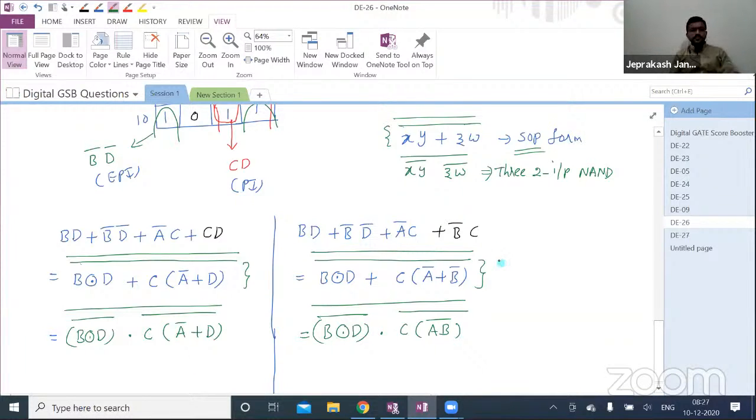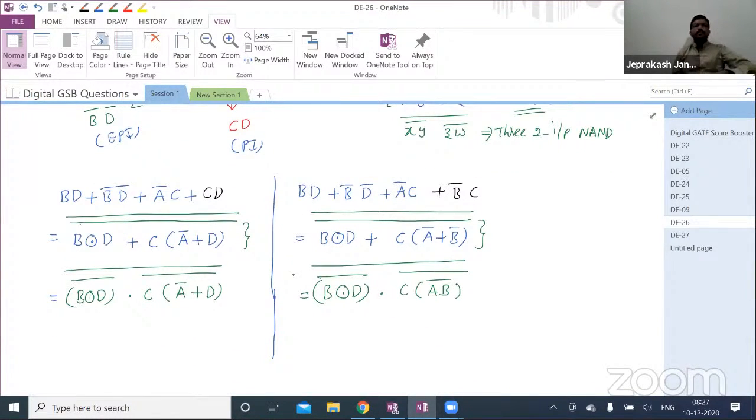Now just observe. Here also we are allowed to use only two input gates. Say, for example, XY is there, an AND gate. But if you want to implement it by using a NAND gate, first you will get XY whole bar. After that, if you pass the NAND gate output through a NAND based inverter, then you will get XY.